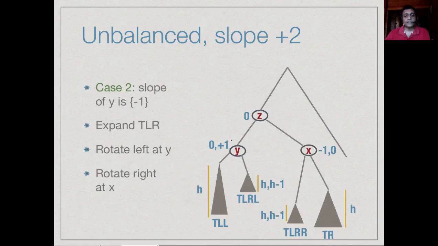So if we rotate right at x, z goes up, x goes down. And now again we hang off the 4 trees, and there's only one way to hang off. You can verify if you go back and check how they were hanging. So TRR must be bigger than z and x, TLL must be smaller than y and z, and so on.